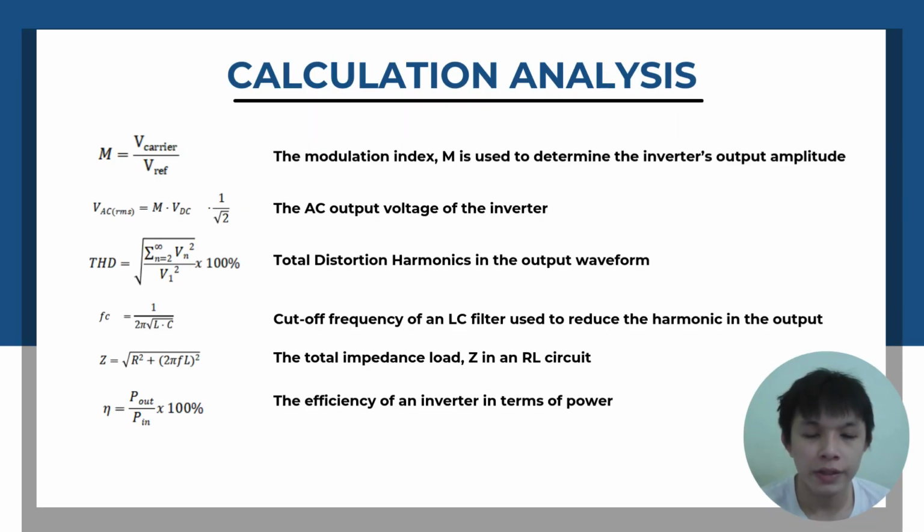So this is the calculation analysis of the formulas we use in this inverter design. The modulation index M is used to determine the inverter's output amplitude. The second formula will show the output AC voltage of the inverter. The third formula will be used to calculate the total harmonic distortion in the output waveform. The fourth formula will be used to calculate the cutoff frequency of an LC filter used to reduce the harmonics in the output. The fifth formula will be the total impedance load effect in an RL circuit. And lastly, the efficiency of an inverter in terms of power will be calculated with the last formula.